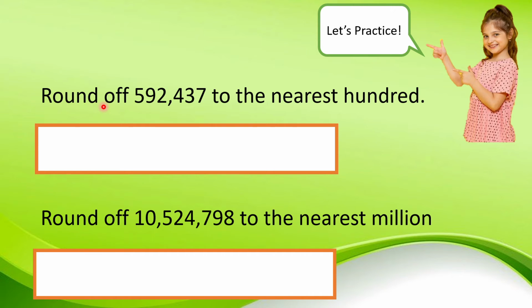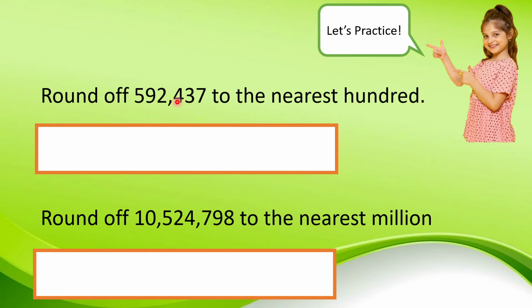Next is round off 592,437 to the nearest 100. So what number is here in the hundreds place? Ones, tens, 100. So it is 4. So we're going to round off this number to the nearest 100.